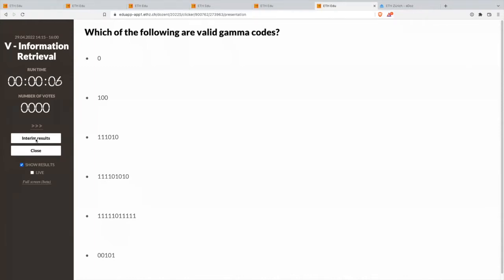We have 0, we have 100, we have 111010, and we have 111010100, and 111101111, and 00101.